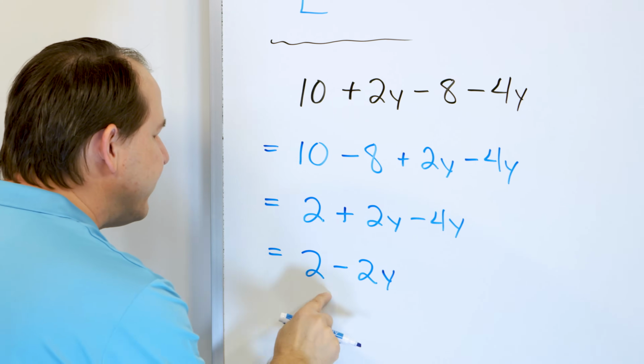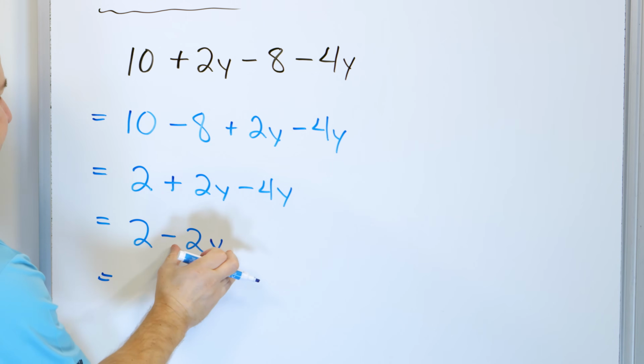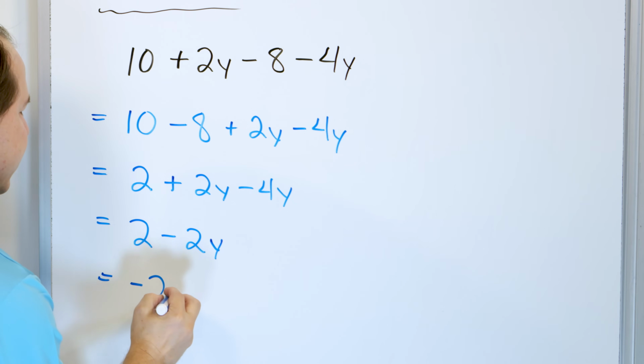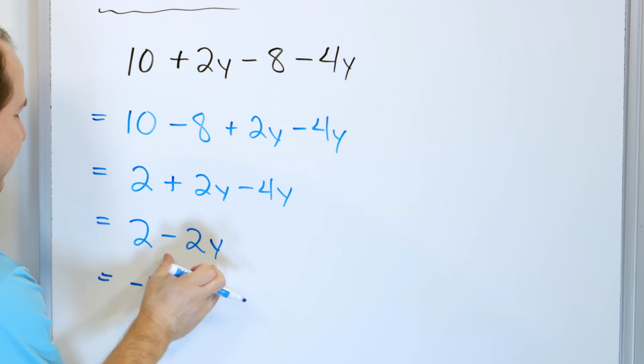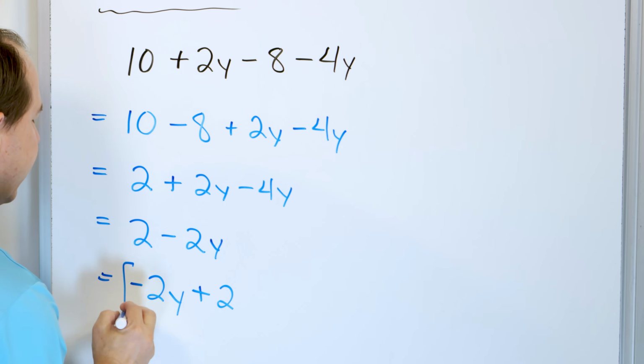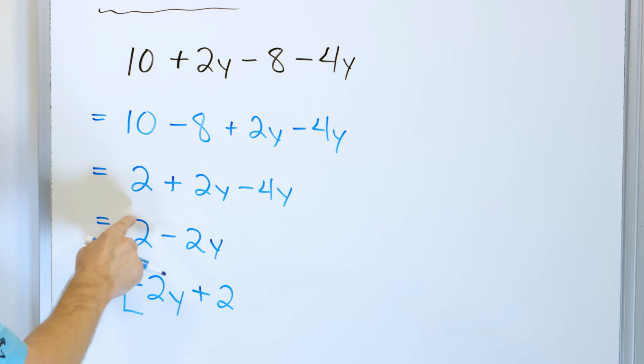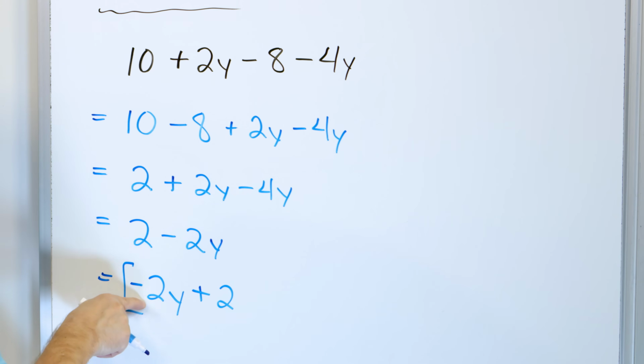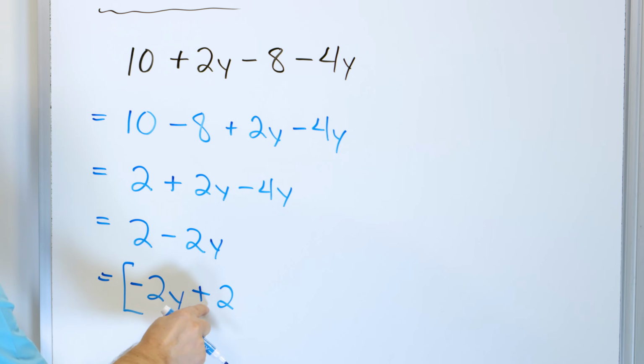So here we have the number first, and we generally want to rearrange it. The negative 2y has to come out in front. The negative sign is attached to this, and the 2 has a plus sign attached to it. So really, this is the best way to write it. Either one of them is correct, but usually you want to write the term with the variable first, and then the number term at the end, negative 2y plus 2.